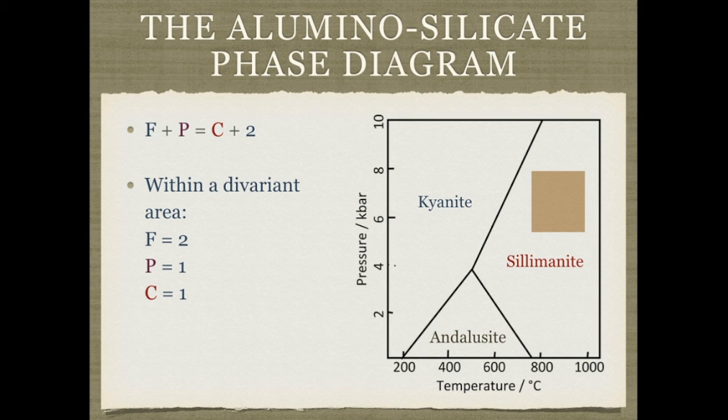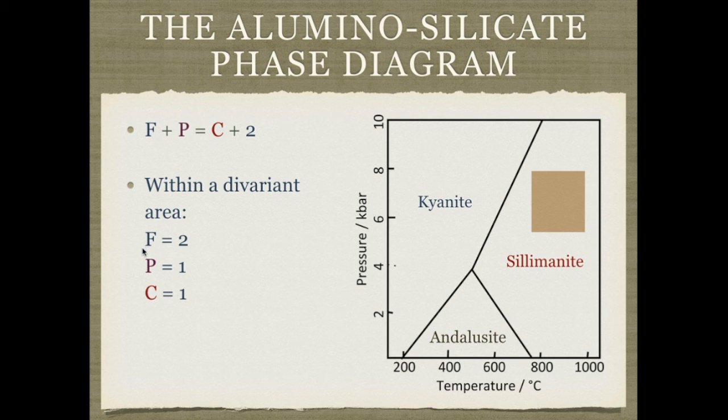Now, let's try to use Gibbs' phase rule to analyze the aluminosilicate phase diagram. First of all, let's consider a divariant area. This area is within the sillimanite phase field. Now, as we said, with a divariant area, you can go any way you like in that area, and the system doesn't change. You still have the same phase. So every point in this area, you just have sillimanite.